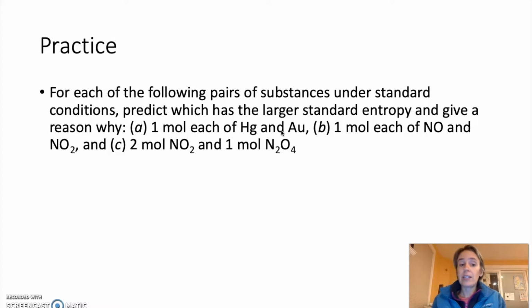Now the third one here is maybe a little trickier. 2 moles of NO2 compared with 1 mole of N2O4. Now, you might say, well, if I have 2 moles of NO2, that's the same total number of atoms as 1 mole of N2O4. But let's think about these two things. With NO2, if we've got 2 moles, that's twice as many particles, and these are both gases, as the N2O4. There's a lot more movement there, a lot more potential for dispersal with those NO2 molecules.